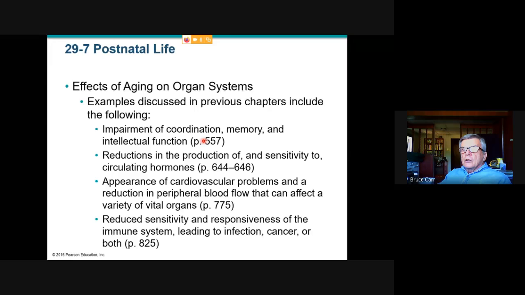Cardiovascular problems are a main part of the difficulty of aging. The heart's function is affected in concert with the vascular system, and peripheral blood flow is reduced. It can affect a variety of organs, and so pain or loss of sensitivity in extremities, issues like neuropathy, blood flow through the blood vessels in the brain, the blood flow to the extremities like hands and feet can cause problems.